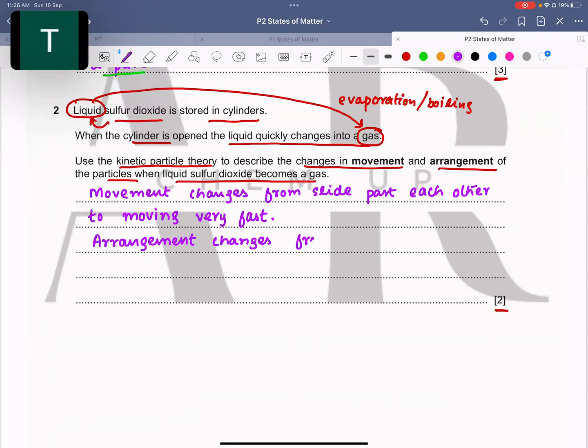So arrangement changes from touching each other to spread out.